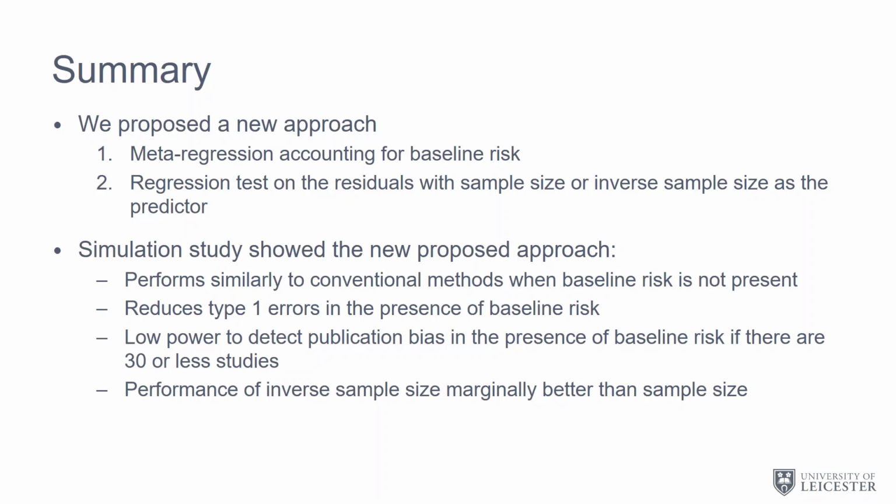The simulation study that we conducted allowed us to compare this new approach with the conventional Egger's test. We found that our new approach performs similarly to the conventional methods when baseline risk interaction is not present, but it can reduce the type 1 errors in the presence of a baseline risk interaction when there's no publication bias. However, there's low power for detecting publication bias in the presence of both baseline risk and publication bias when we have 30 or fewer studies. And we did find that the performance of inverse sample size was marginally better than sample size itself.